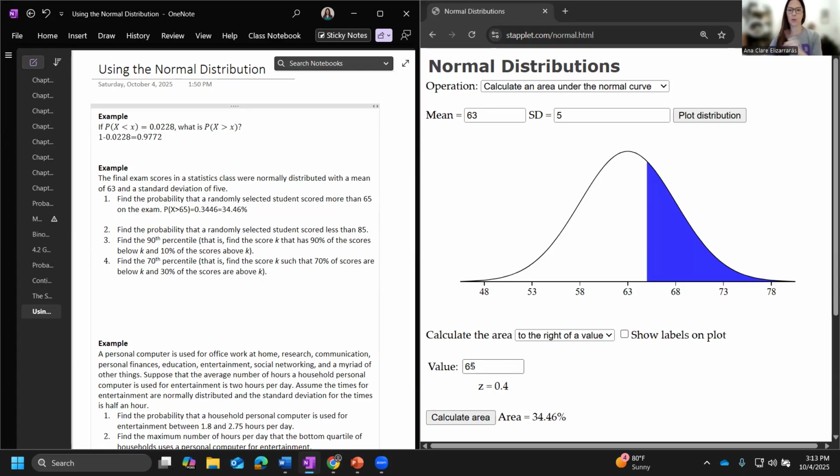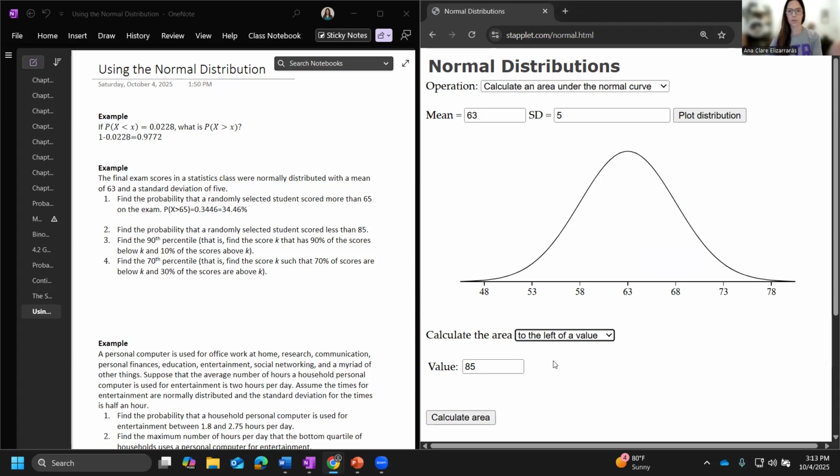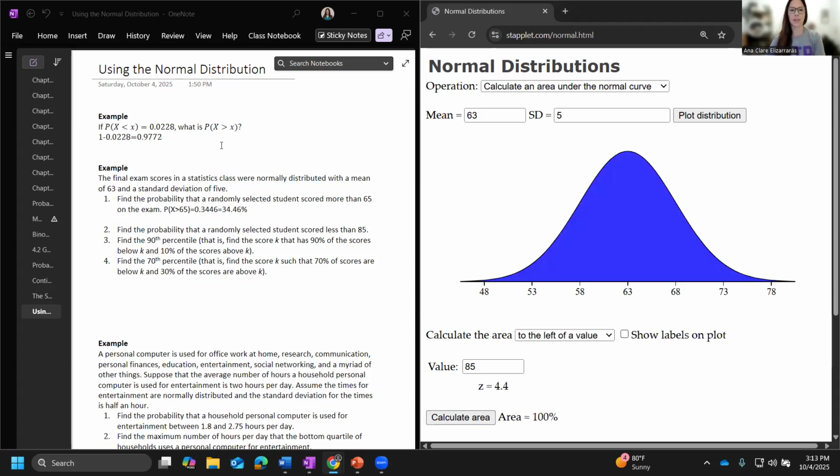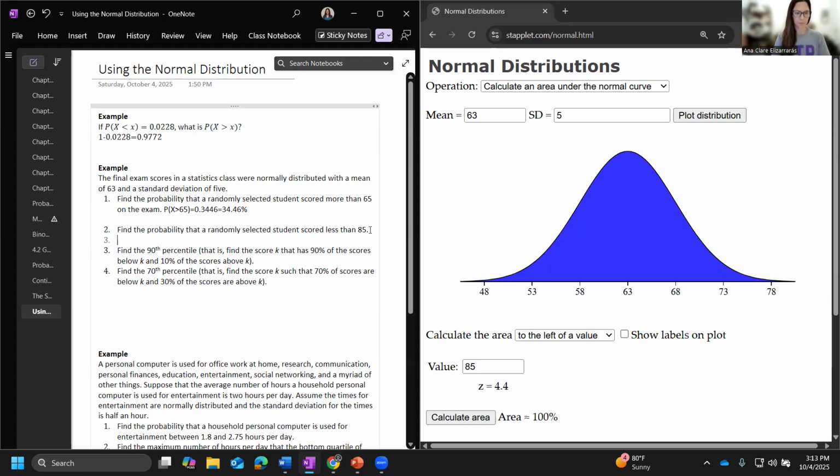So if we know that to the right is more, then to the left is less. Calculating that area, well, 85, less than that is actually 100%. Why? Well, if the average is only 63, 85 is off the charts. Everybody is less than 85. So that's awesome. This person did great. 100% is below, roughly. So the probability that x is less than 85 is equal to 1, which is the same thing as 100%.